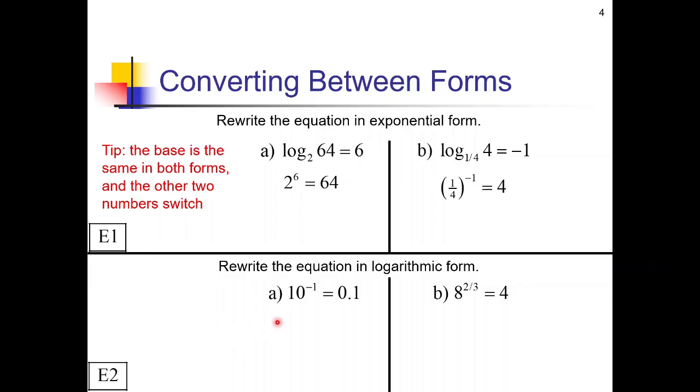Let's see how you did. So for this first one, we have a base of 10, so that's going to be the base of the log. We're going to have log base 10, which we don't actually have to write because it's the common log. So we have log base 10 and then switch the input and output. So log base 10 of 0.1 equals -1. And that is also true. 10 to the -1 equals 0.1.